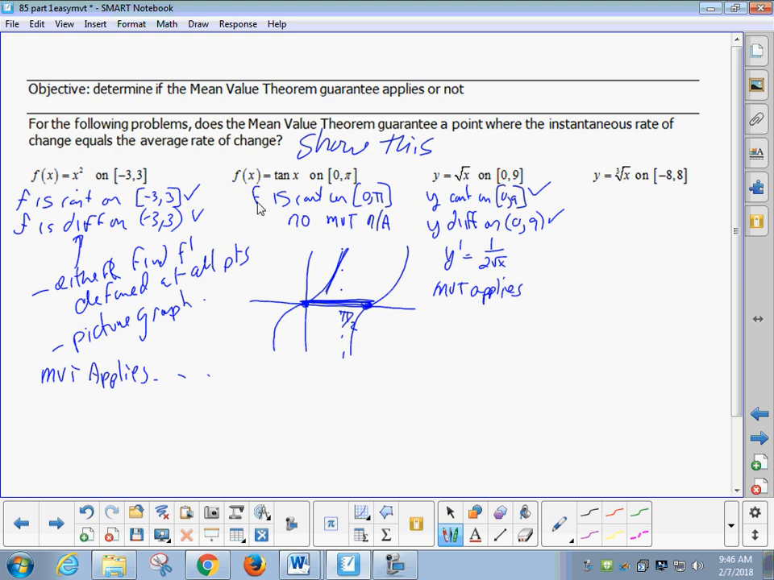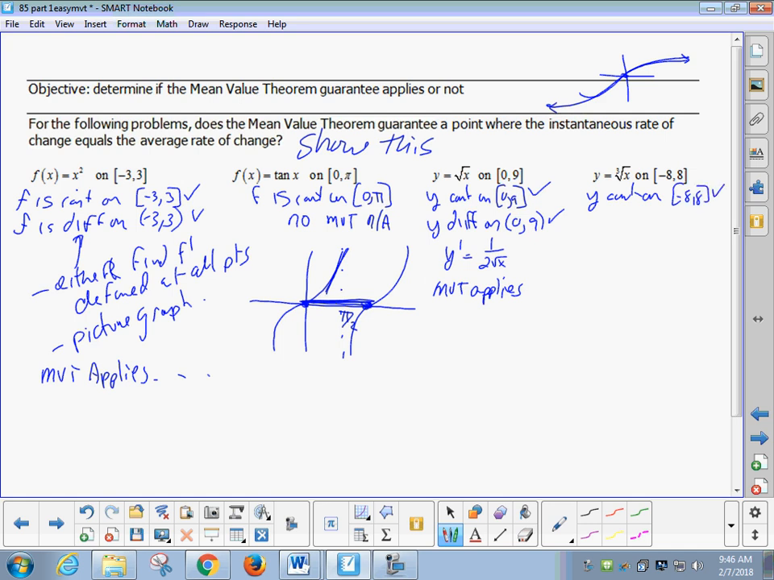Okay. Last one, the cube root function. I'm not sure if you're familiar with it, but it's the inverse of the cube function, so it looks like that. Can you cube root negatives? Is it continuous on that whole interval? Yeah, y is continuous on a closed interval. Check.